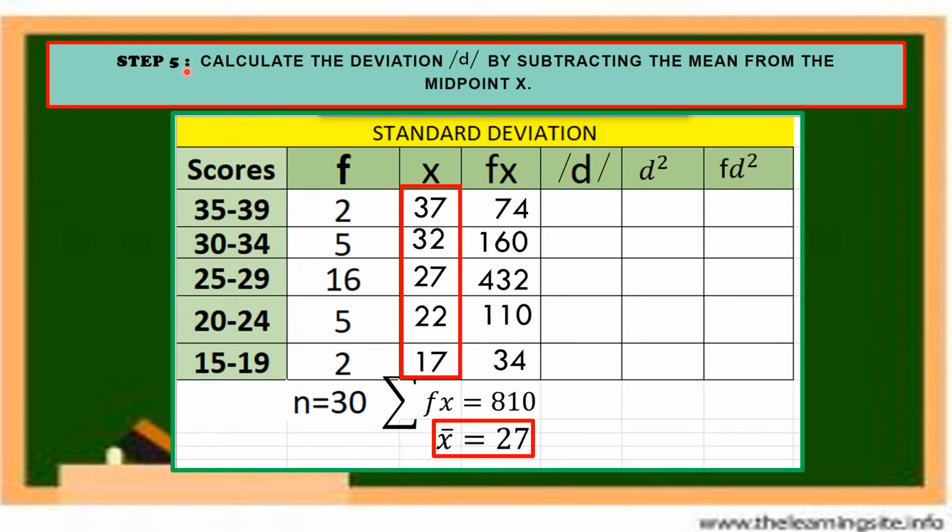Step number 5. Calculate the deviation, represented by the absolute value of d, by subtracting the mean from the midpoint x. So our midpoint is 37 and our mean is 27. We need to subtract 37 minus 27. No negative result. We have 10. 32 minus 27, we have 5. 27 minus 27, 0. 22 minus 27, 5. 17 minus 27, the answer is 10.